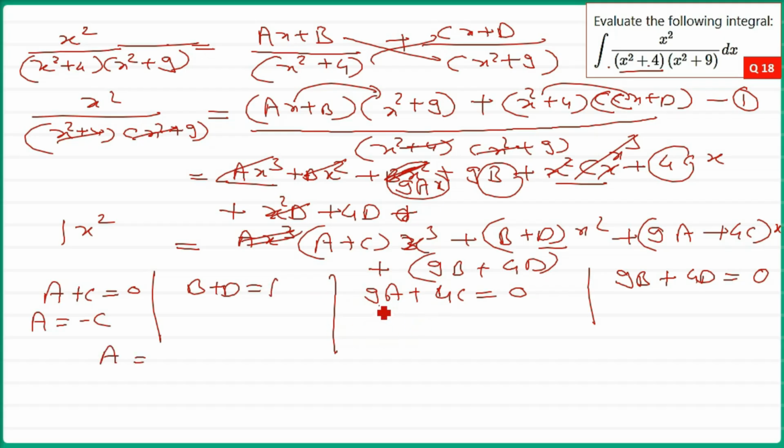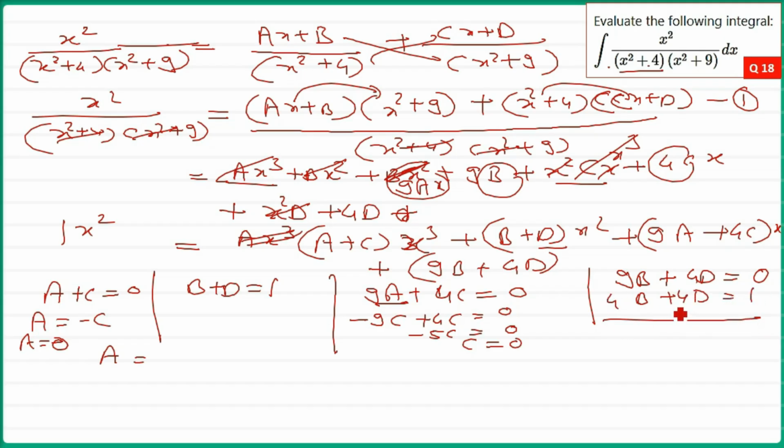If you place this a equals to negative c in the third equation, so we have minus 9c plus 4c equals 0. So c will be equal to 0. A equal to 0, that's why c equals to 0. Now we will solve this b plus d equals 1 along with 9b plus 4d equals to 0. So multiply this equation b plus d equals to 1 with 4. So it will be 4b plus 4d equals to 4. And then we subtract. This 4d minus 4d will get cancelled. 9b minus 4b will be 5b. On the right, it will be 0 minus 4.